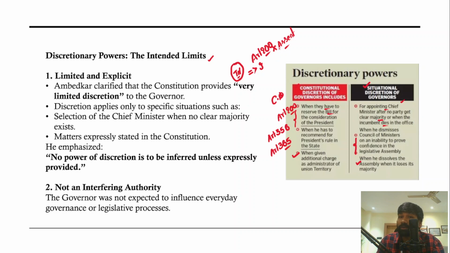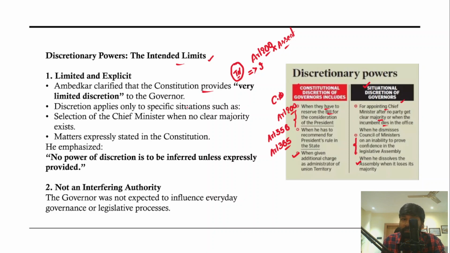So the governor has been using this discretionary power not to give assent to the bills passed by the state legislative assembly. Now, let's understand the intended limits of the discretionary powers of the governor. In fact, the discretionary powers of the governors are limited and explicit. Only those discretionary powers which are actually provided by the Constitution will be enjoyed by the governors. And Dr. B.R. Ambedkar has also clarified that the Constitution provides very limited discretionary powers to the governor. Governors won't enjoy wide discretionary powers, they enjoy very limited discretionary powers, first thing.